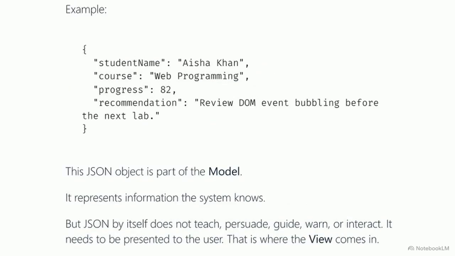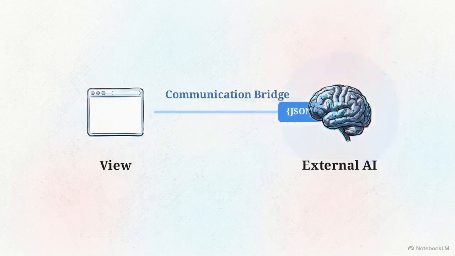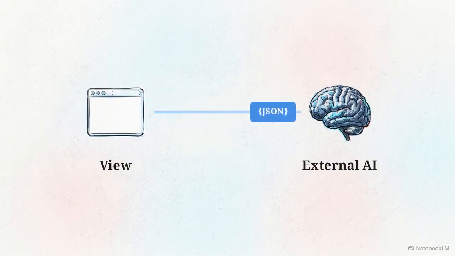To move information between layers, we use JSON, a lightweight, structured vehicle for transporting data. This JSON block carries a student's name, progress, and a specific recommendation. This structure packages complex business context so it can be processed by an external intelligence layer. JSON acts as the essential communication bridge, allowing the interface the user sees to talk directly to an external brain.